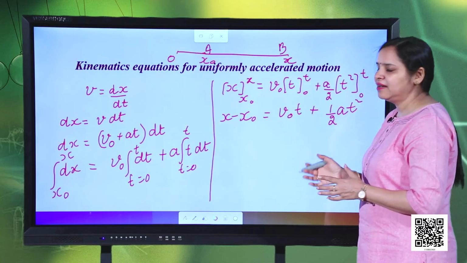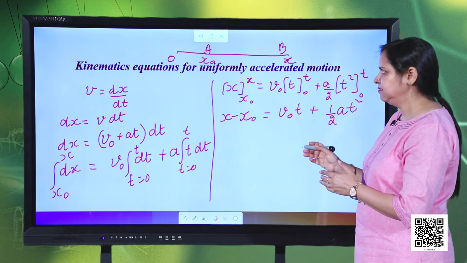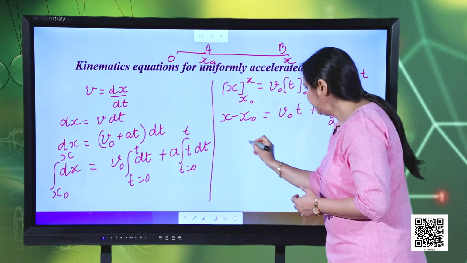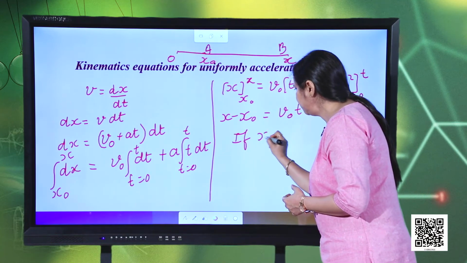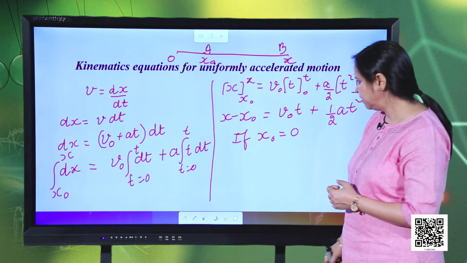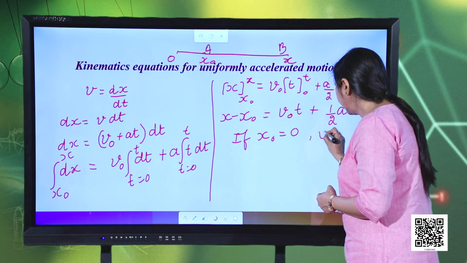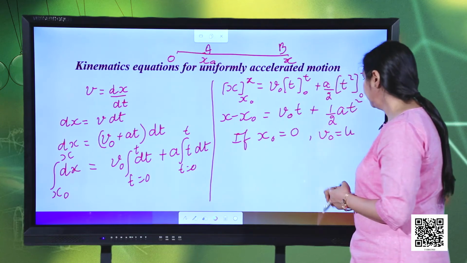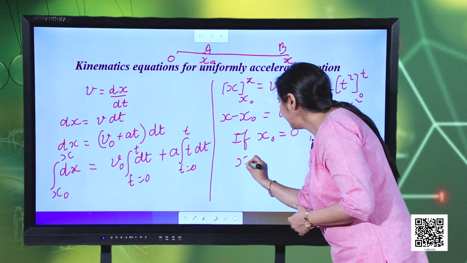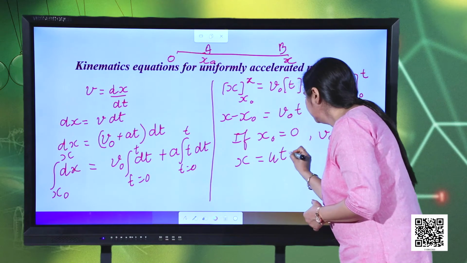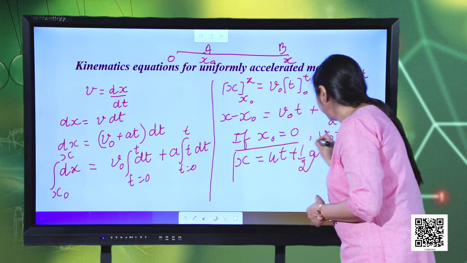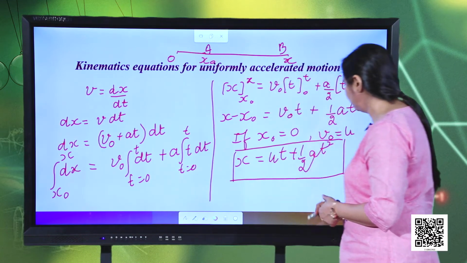Again, for our simplicity, generally we consider the initial position to be at the origin. So, here if I substitute the initial position to be at the origin, we will say x naught equals to 0, right, and V naught equals to u. That is the initial velocity we represent as u. So, our equation takes the form x is equal to ut plus half at square. So, this is how we represent the second equation of motion.